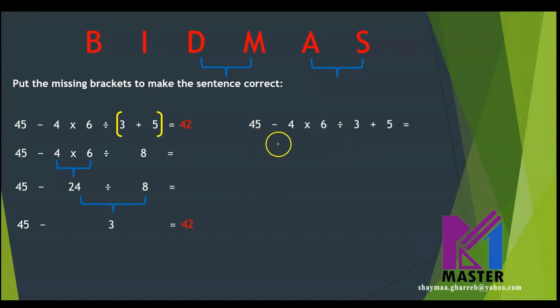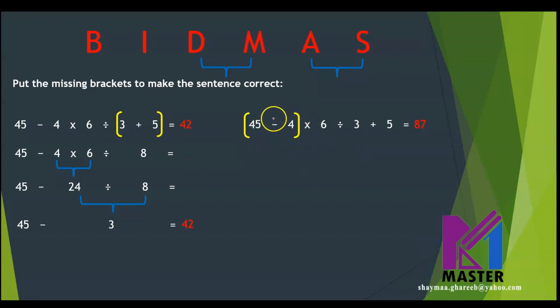Now let's do the same calculations exactly, but this time we need the answer to be 87. 87 is larger than the 45, which means I need to start with this subtraction. What do you think? If I put a bracket on the subtraction, there is no number when I subtract it from the 45 that gives me 87. So I cannot leave this subtraction to the end. So I need to start with it.